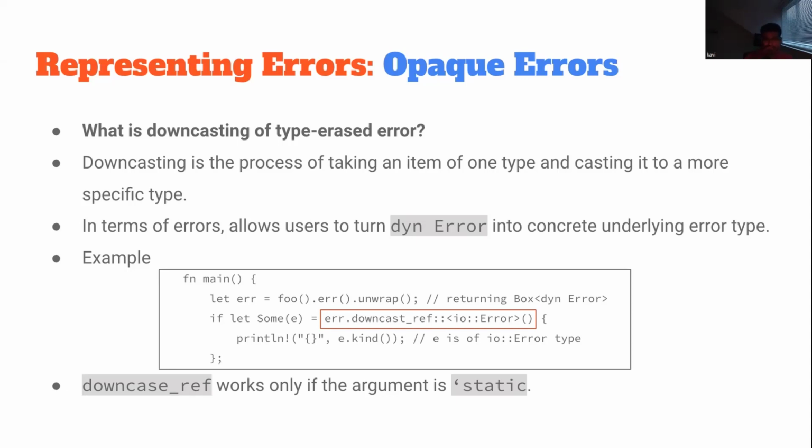This is not that common, but if you want to provide your API user this compatibility, then you have to make sure your error has a static lifetime. Why? Because downcast_ref takes the argument with only the static lifetime. So if your error doesn't have a static lifetime, then your user cannot use the downcast_ref method on it. That's another advantage of making sure your error type has a static lifetime.